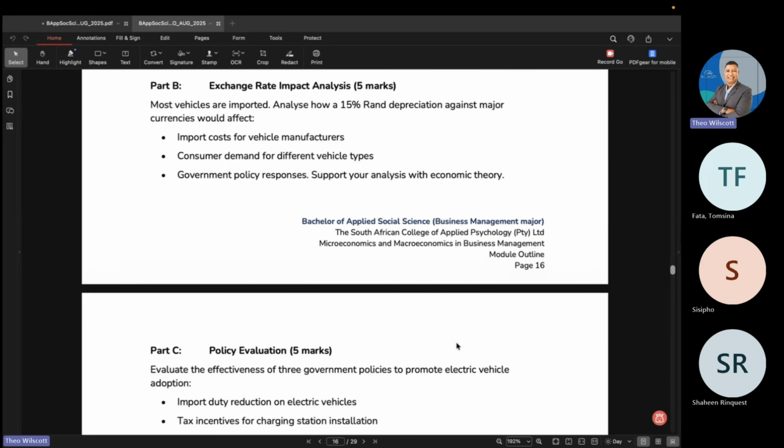The exchange rate impact analysis, 5 marks. Most vehicles are imported. Analyze how a 15% rand depreciation against major currencies would affect the import cost for vehicle manufacturers. So what is a 15% rand depreciation? It means that the rand weakens by 15%.